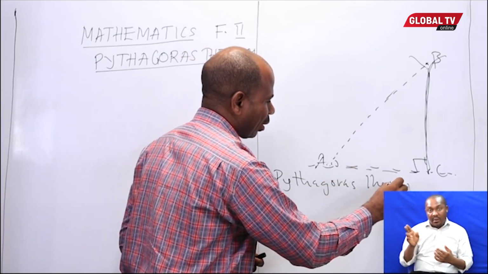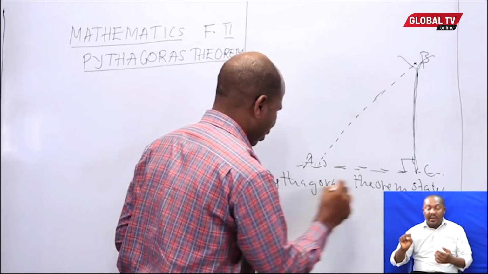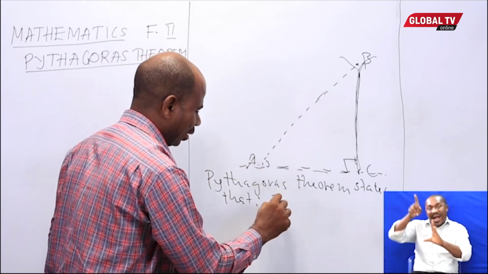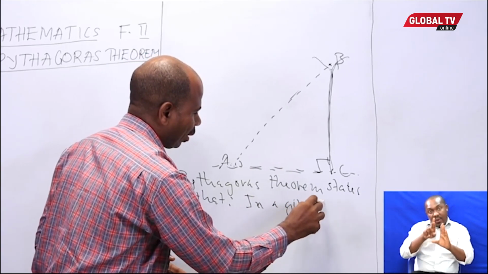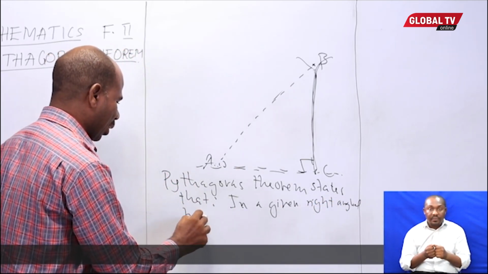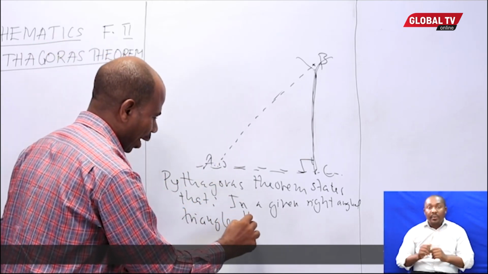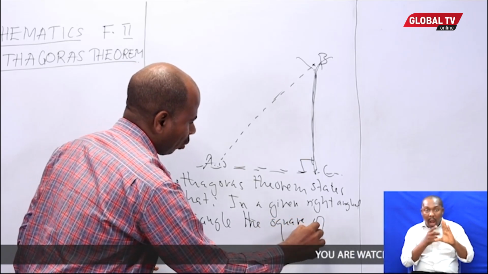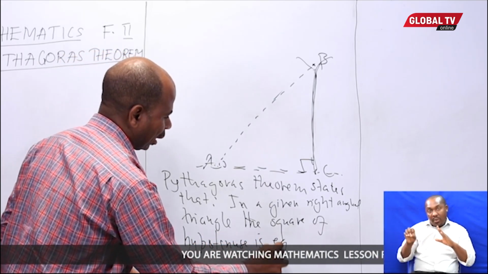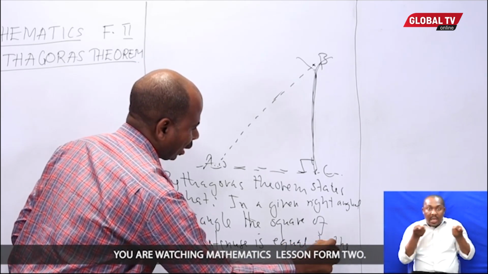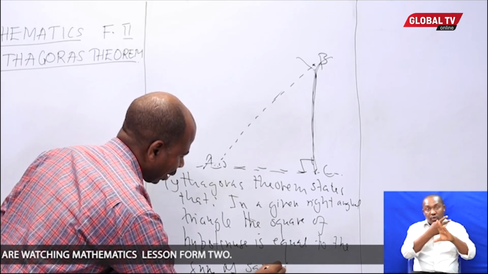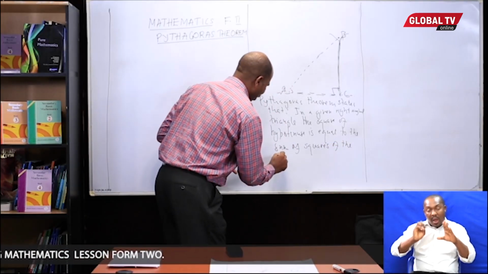So Pythagoras theorem states that in a given right-angled triangle, the square of the hypotenuse is equal to the sum of the squares of the other two sides.